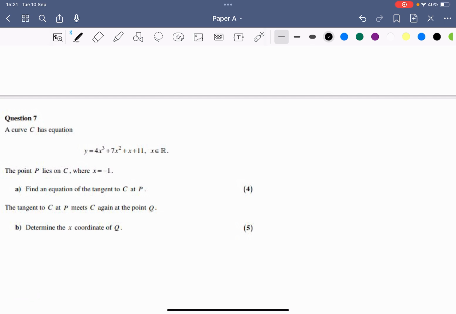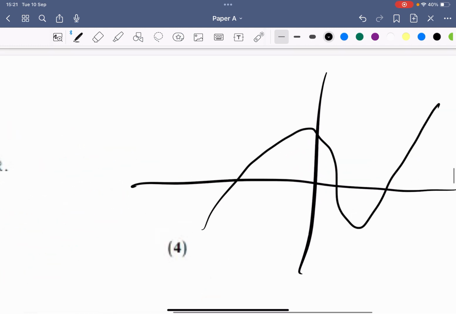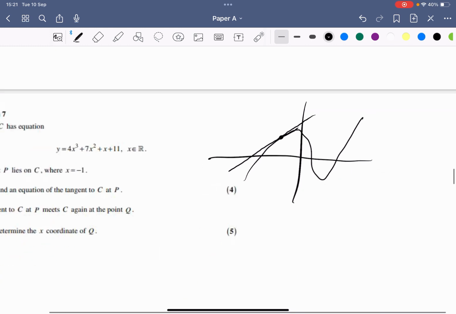Alright, so if we're asked to work out the tangent, what the tangent basically is, if we draw a cubic, now this is probably not what the cubic that we're told it looks like, but if we have a cubic like this, for example, the tangent is a straight line that crosses through the curve at one point. Okay?